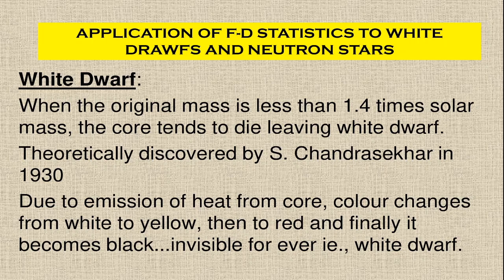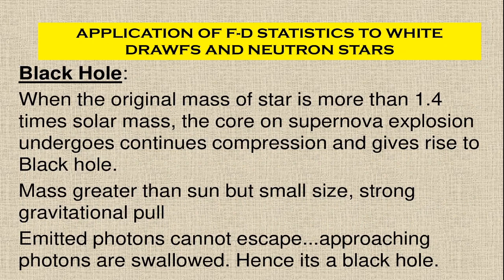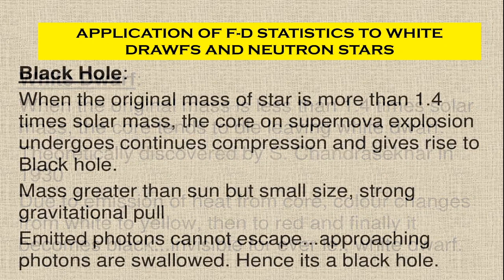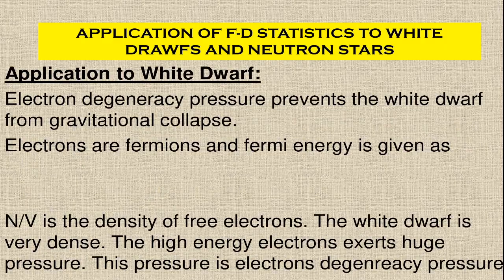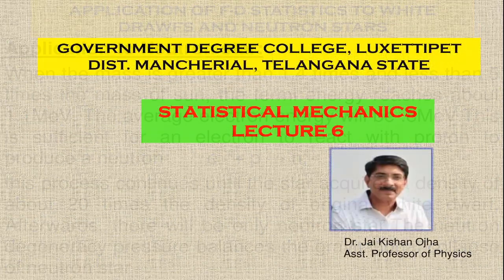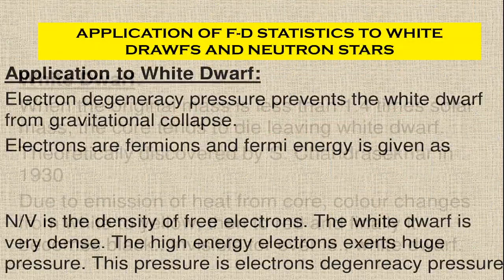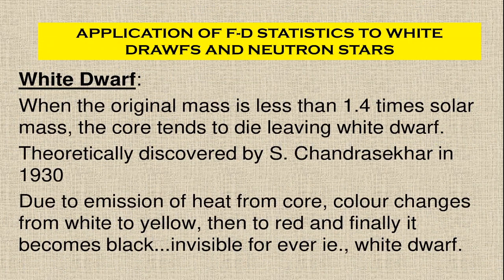What happens if the mass is greater than 1.4 times? Then we have some other process of the star dying. In between, we have something known as a neutron star. So there are three processes: white dwarf, neutron star, and black hole.